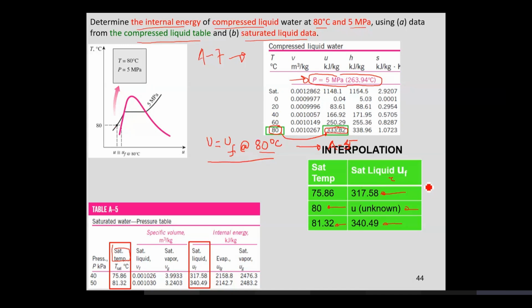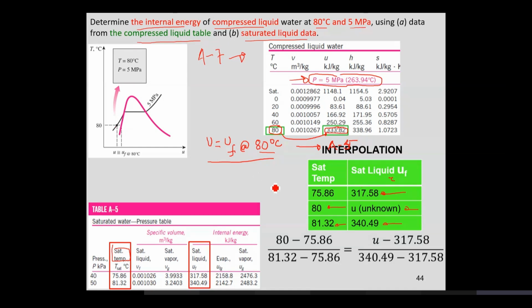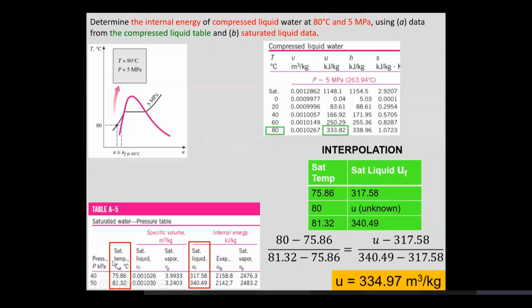Now again, you have to do the interpolation. How would you do? You would do it this way: 80 minus 75.86. On the right hand side, you'll write the same values: U minus 317.58 corresponding to the temperature, 81.32 minus 75.86. Again, you will write down the corresponding internal energy values for the two temperatures, and you will find the value of U to be 334.97. Is it clear? Is the problem clear to you? Yes, sir. All right, moving on.